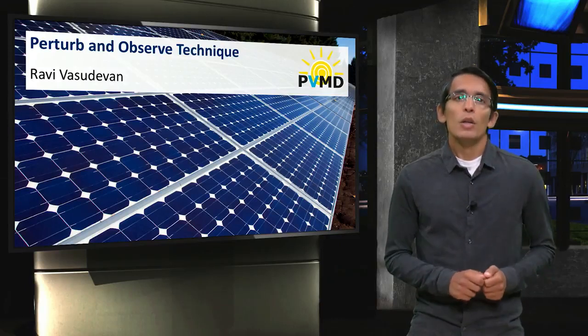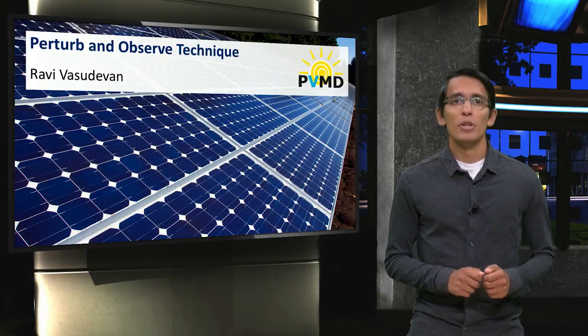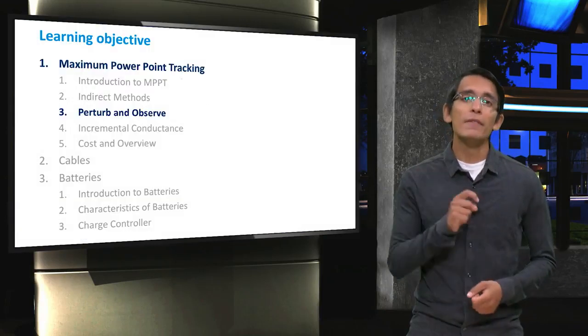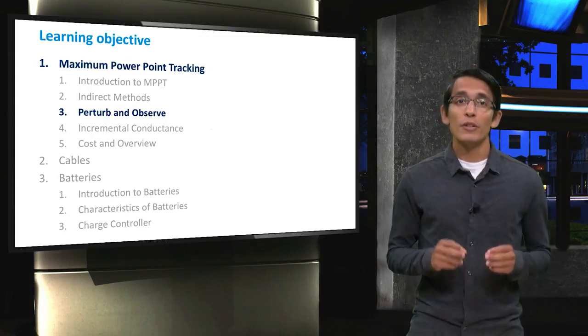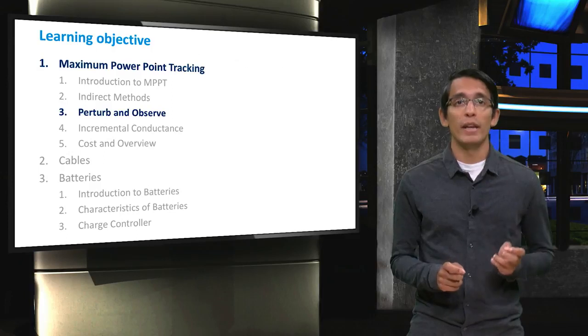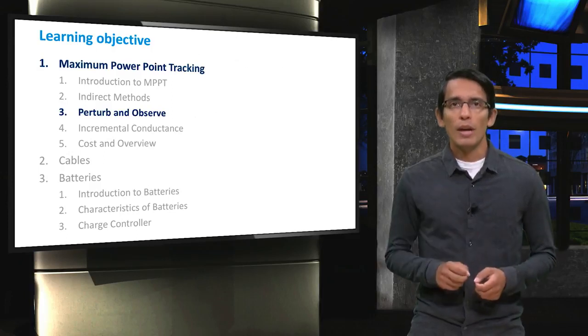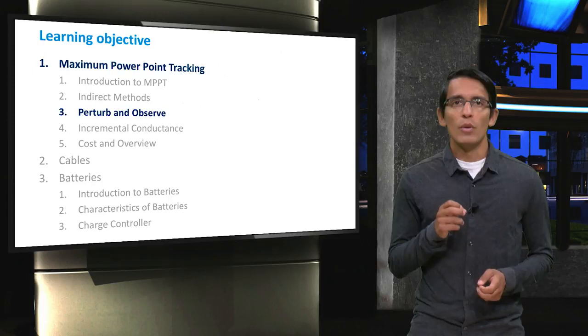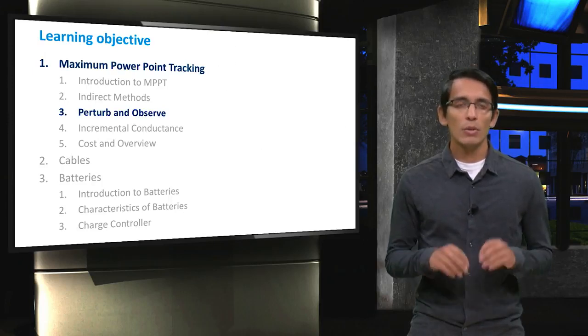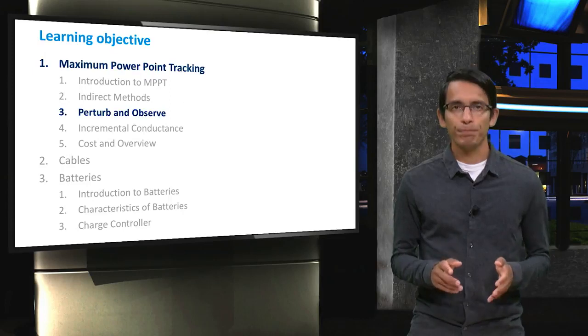So far, you've learned how to track the maximum power point of a solar panel indirectly through various methods. In this video, we will discuss the first direct technique for MPPT, which is the Perturb and Observe technique. You will learn how this technique works, and we will look into the drawbacks associated with the Perturb and Observe method. So let's start with a quick recap.